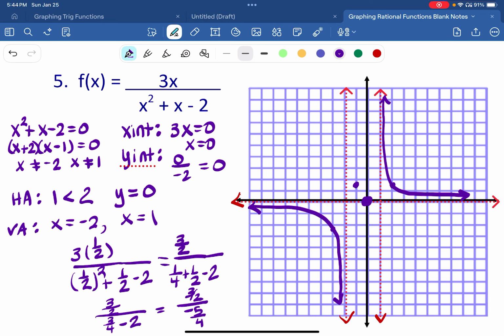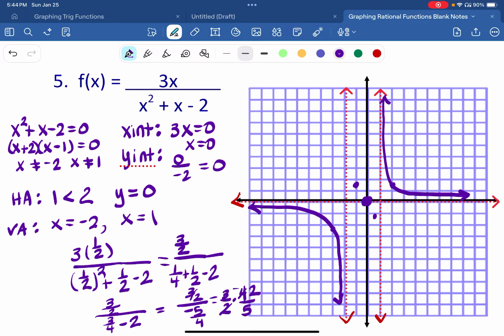So we have 3/2 times -4/5. So we have what? -6/5, so a little bit more than -1. A little bit, I should say less than -1. So if I go to half, I'm going to go right below -1. That's probably going to be right here.